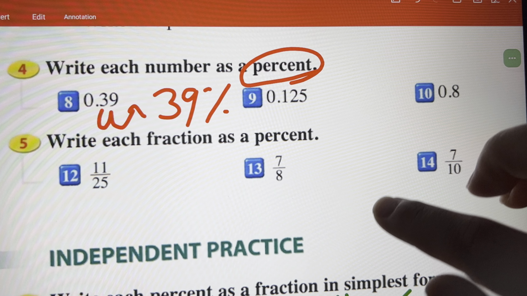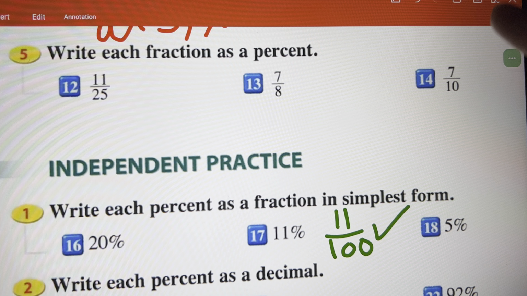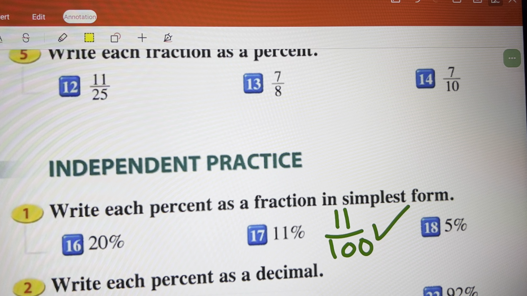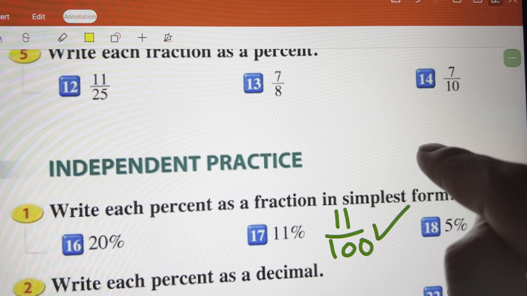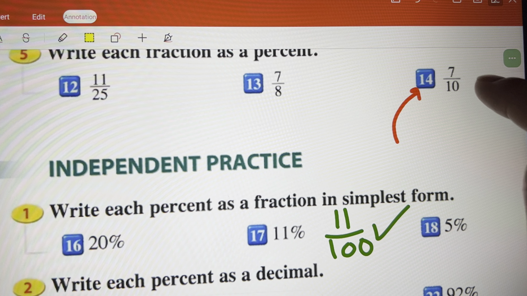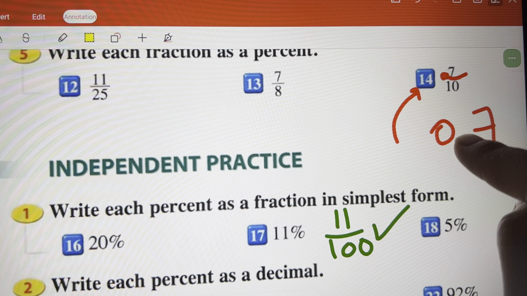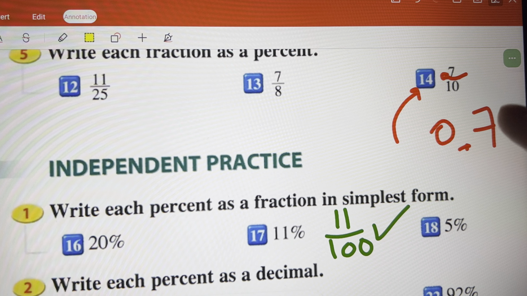The other type of question is this one. Okay, you have got the fraction, but you got to change it to percent, and at that point you will directly do long division. Except this question here, you've got 1 over 10, you can just go back one step, you get 0.7. Otherwise it's always better to directly do long division.